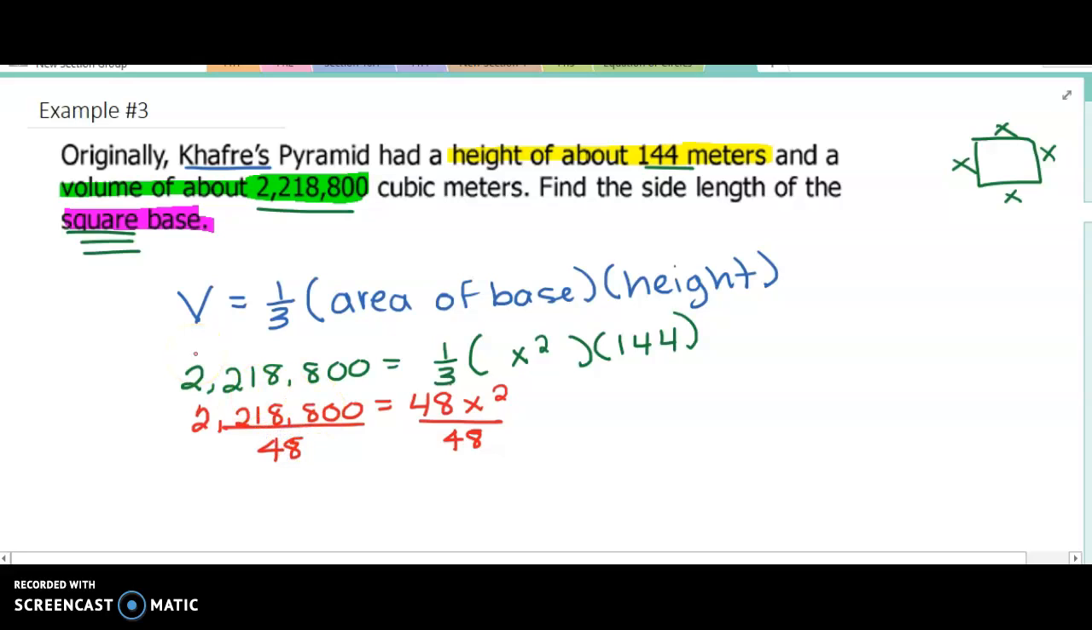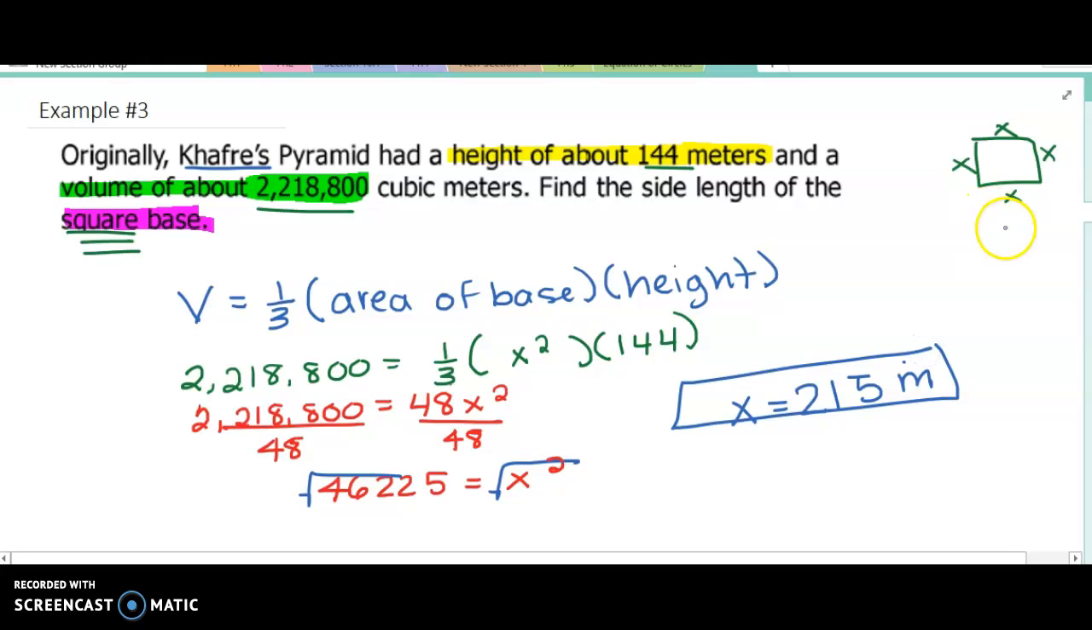So 2218800 divided by 48. Put that in my calculator. I get roughly 46225 equals x squared. To undo a square, you take the square root, and you would get that x is 215, and that would be meters. Okay, so the square base would be 215, 215 all the way around.